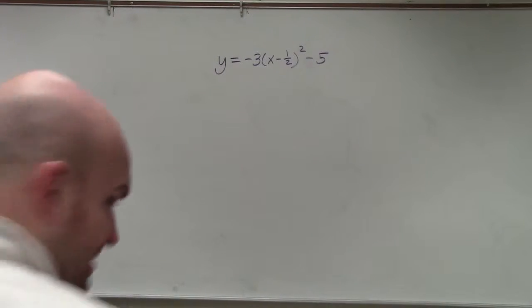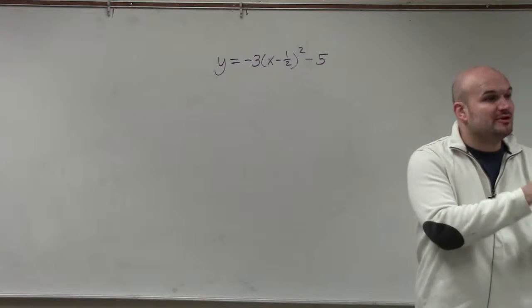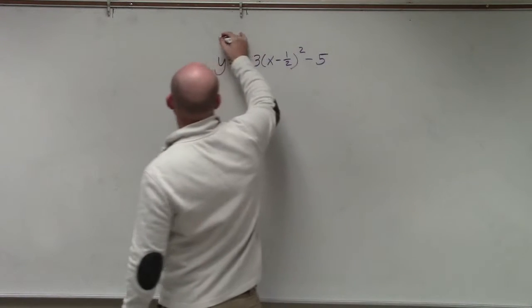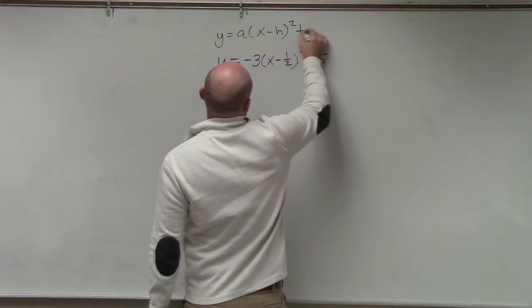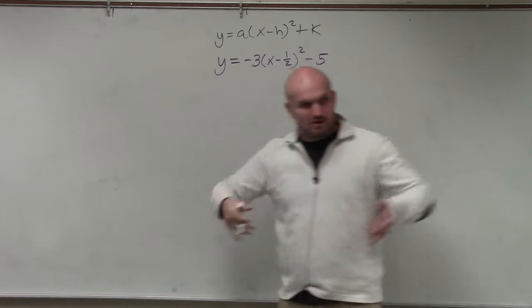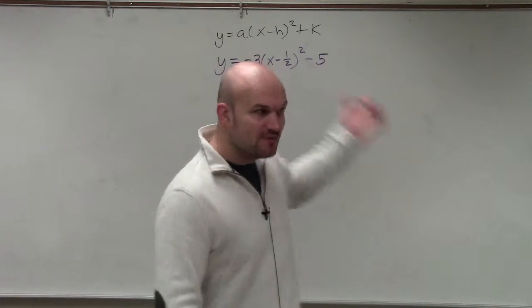So the first one we want to identify is the axis of symmetry. Before you get into any of this, we need to remember the vertex form of a quadratic: y equals a times (x minus h) squared plus k. We know standard form, y equals ax squared plus bx plus c, and then we have our vertex form, which is right there.